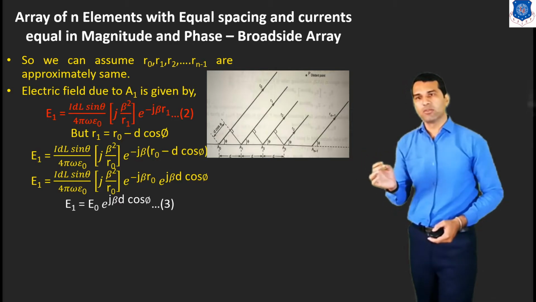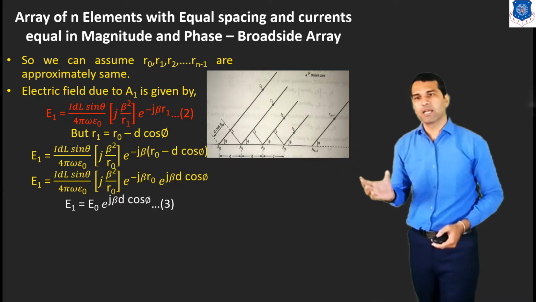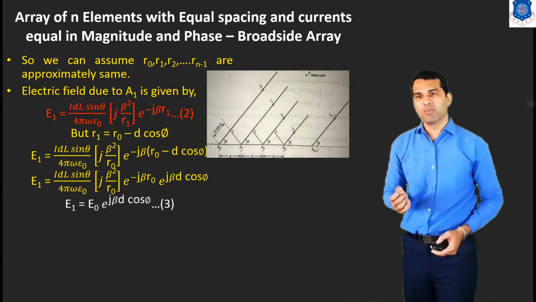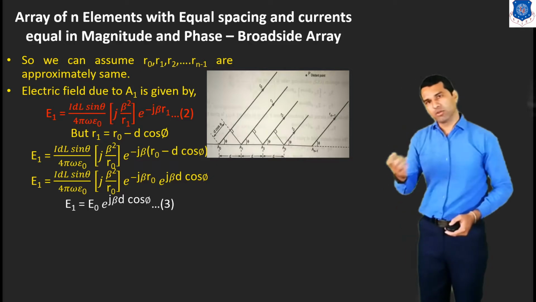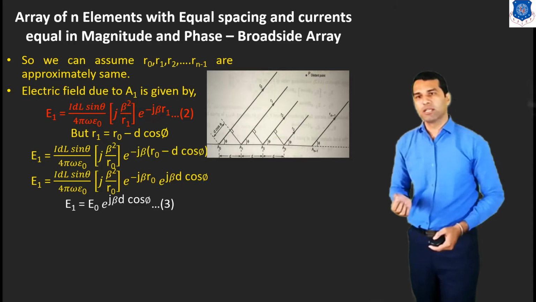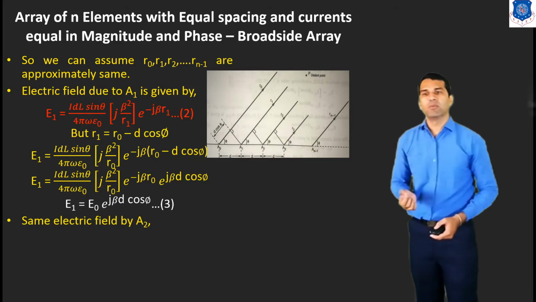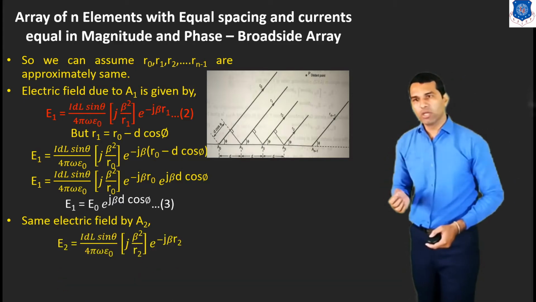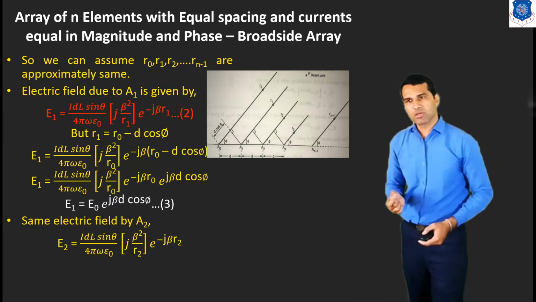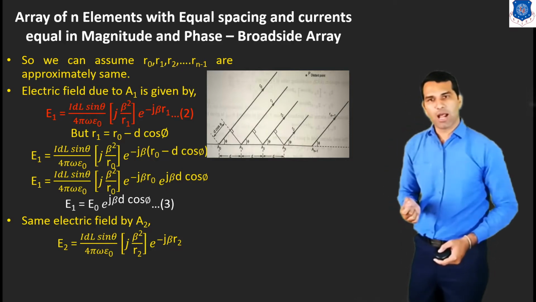We know that this term, I dl sin theta upon 4 pi omega epsilon 0, j beta squared upon r0, e raised to minus j beta r0, is nothing but the E0 equation. So we write E0 and the remaining term e raised to j beta d cos phi. In the same way we can write the field for A2 as E2 equals I dl sin theta upon 4 pi omega epsilon 0, j beta squared upon r squared, e raised to minus j beta r2.